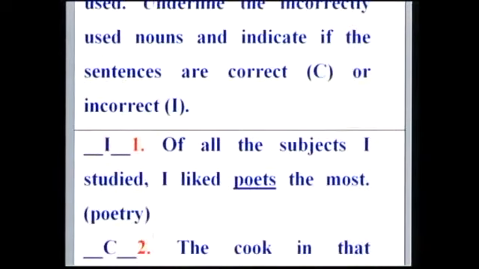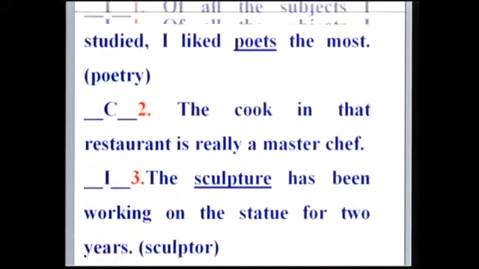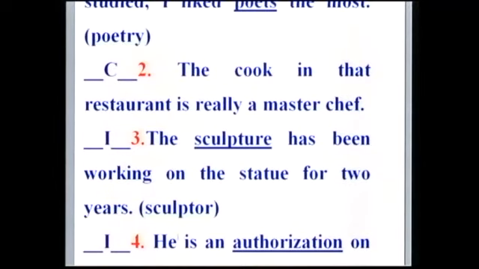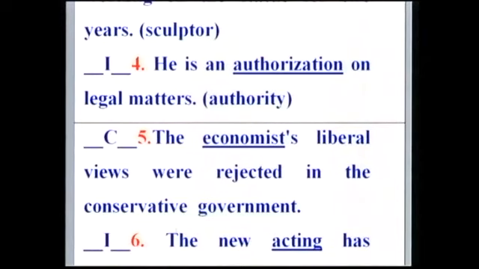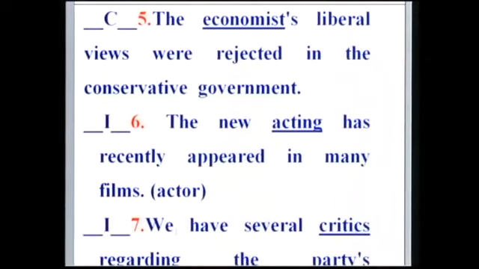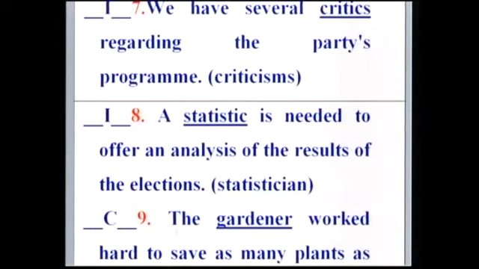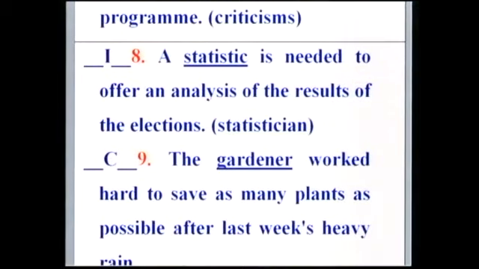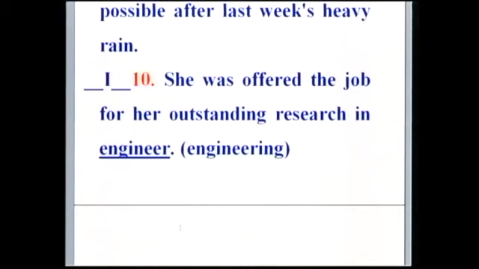طيب of all the subjects I studied, I liked poetry the most. The cook, this is correct. The sculptor, not the sculpture. He is an authority. The economists, this is correct. The new acting has recently appeared in many. The new actor, طبعا not acting. We have several criticisms. A statistician is needed, بتاع إحصاء. The gardener, this is correct. She was offered the job because she had outstanding research in engineering. All right.